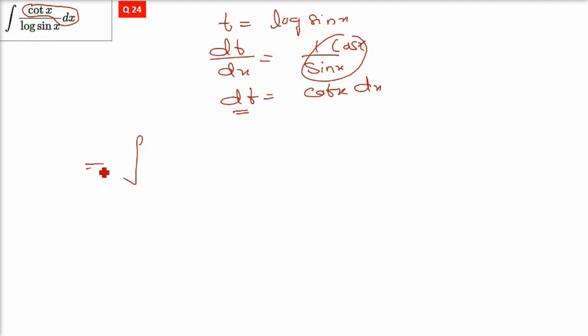So integration of, what do you get? Cot x dx is dt, and in the denominator log sin x was taken as t. So this integration becomes simply ln modulus of t.